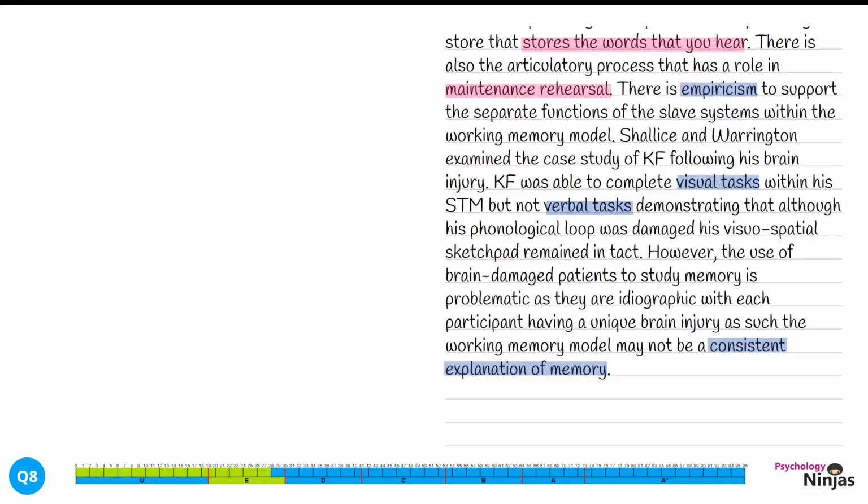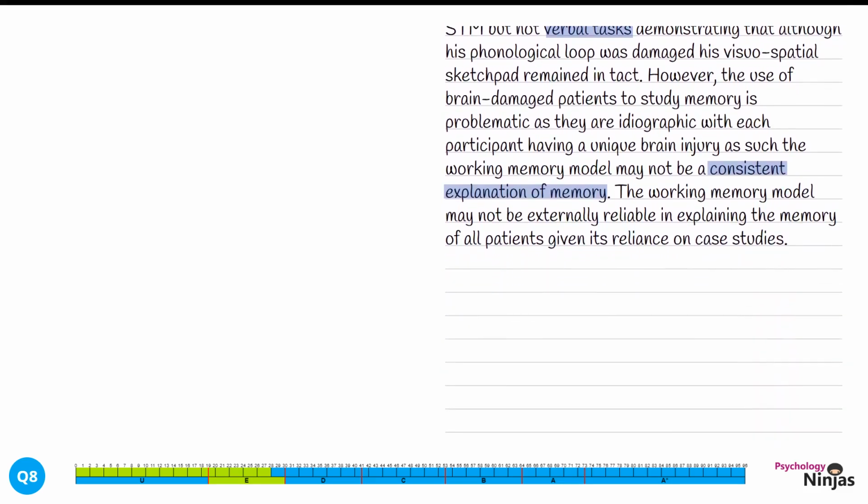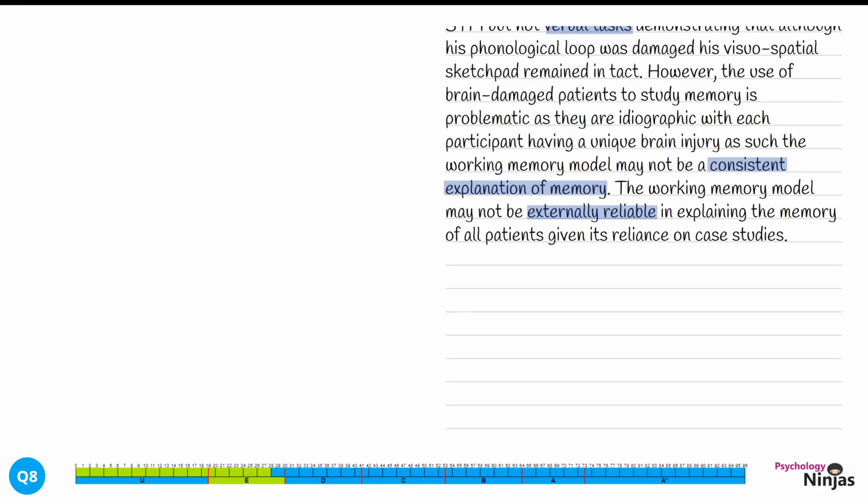To complete this evaluation paragraph, we're going to have a mini judgment. The working memory model may not be externally reliable in explaining the memory of all patients given its reliance on case studies. We've used the psychological term here, externally reliable. This means the consistency of findings across different pieces of research with different participants. It's time to return to explanation.